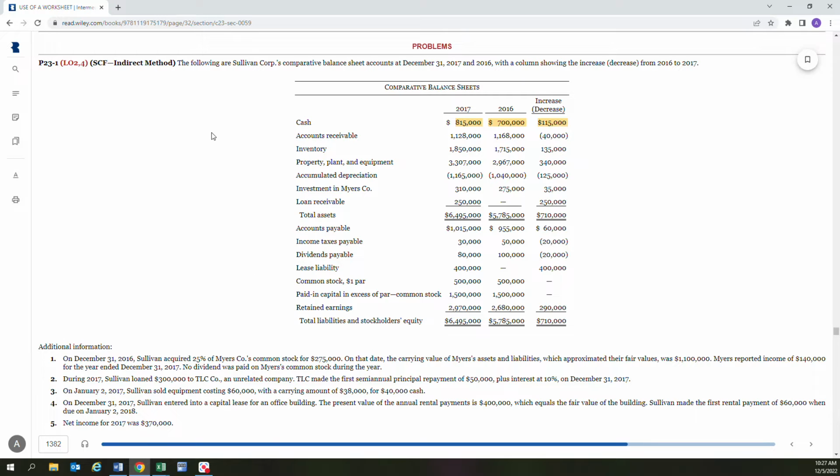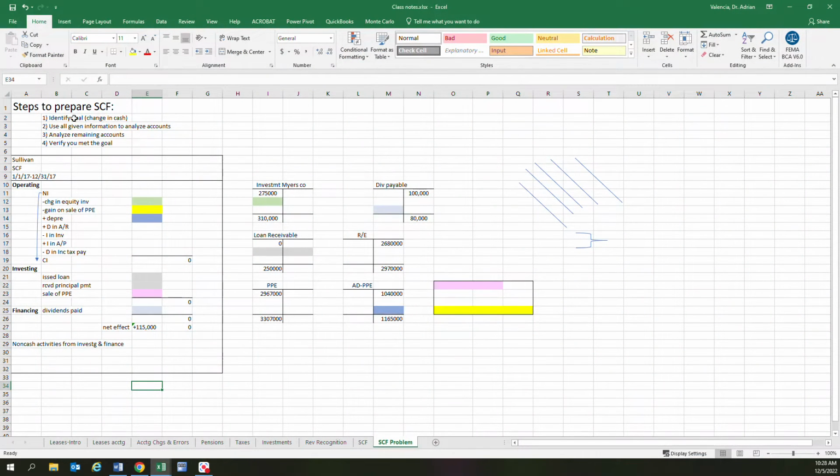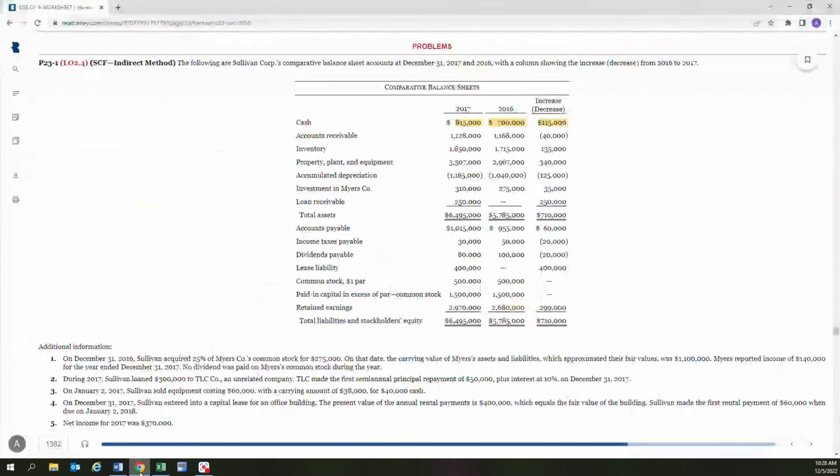This is a problem from the Wiley book on intermediate accounting, and we'll do two problems. We'll start with this one. So here we're given comparative balance sheets as of 12/31/17 and 16, and we're going to use this information to come up with a statement of cash flows. As I illustrated, the first step is to identify your goal, right? So when you look at the cash account, you notice that cash increased from 700 to 815. So that's 115 that we're going to have to explain, and that's our goal.